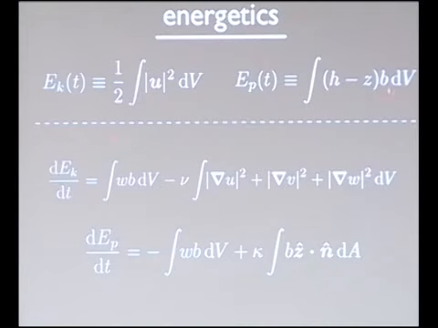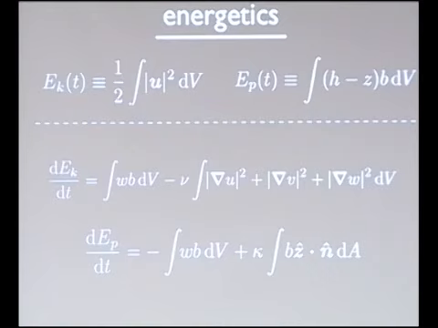Very simple system, box, boundary conditions. Let's formally write the energy equation. So let's define a kinetic energy in the usual way and a potential energy in terms of the buoyancy, just an integral of z b dV. The h is here just to set a reference level, and it's chosen such that potential energy is always going to be a positive definite quantity. Okay, so simple formal definitions of kinetic energy and potential energy.